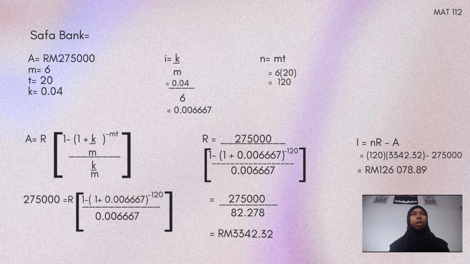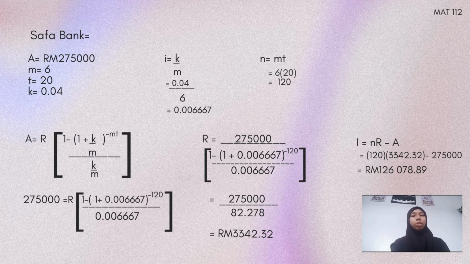And A changes place with R because we want to find the periodic payment. R equal to 275,000 divided by bracket 1 minus bracket 1 plus 0.006667 bracket power of negative 120 divided by 0.006667 bracket. And the answer is 275,000 divided by 82.278. And the answer is RM 3,342.32.